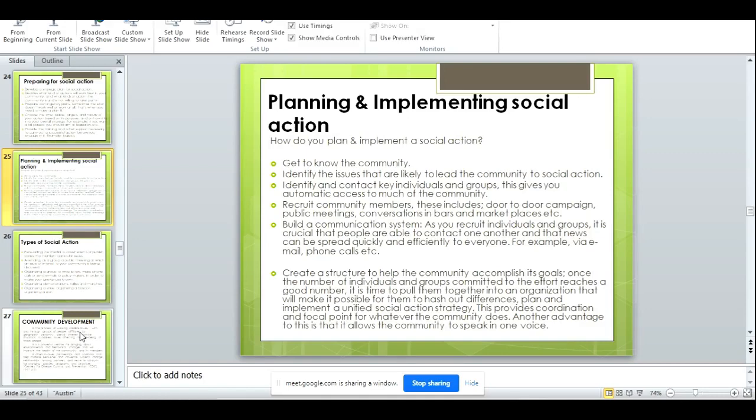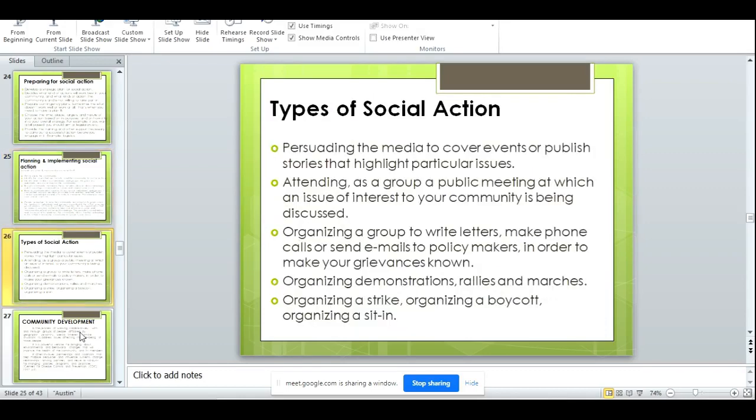Another advantage to this is that it allows the community to speak in one voice. So you want to be united when you are carrying out a social action. So types of social action: persuading the media to cover events or publish stories that highlight particular issues in the community, attending as a group a public meeting at which an issue of interest to your community is being discussed.